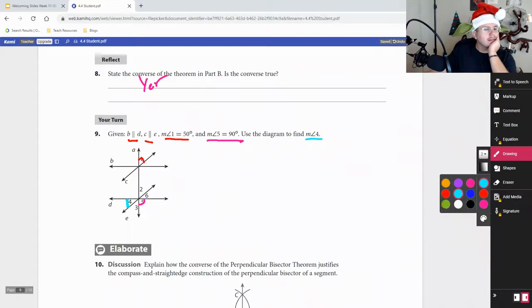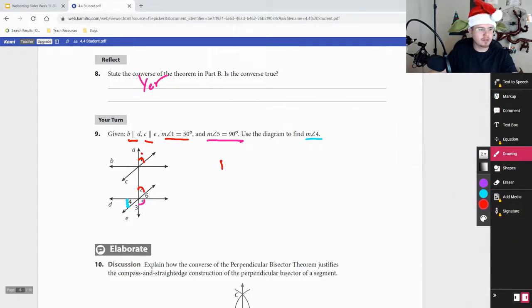I like these things because there's just stuff to do. But I don't want to do stuff I don't need to do. Okay, so let's start figuring out what we can. Corresponding angles tells us that the measure of angle 2 is equal to the measure of angle 1, so that's 50 degrees. Vertical angles tell us that the measure of angle 3 has to be equal to the measure of angle 2, which is 50 degrees.